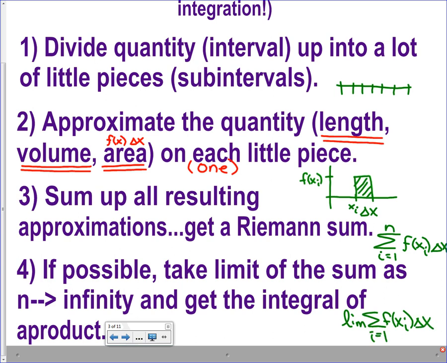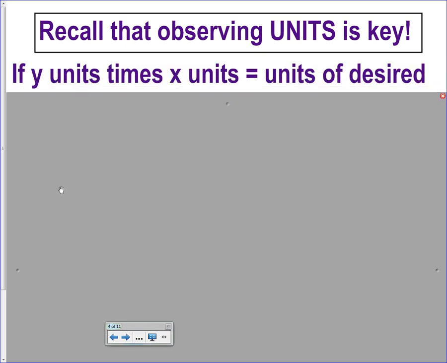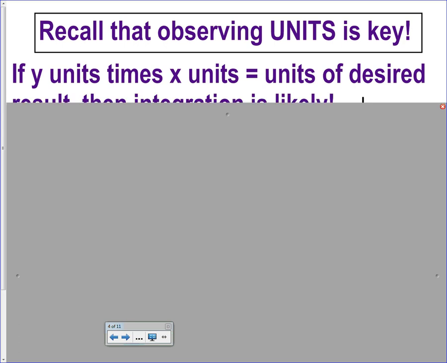So you should know this backwards and forwards. I think you already do. But let's move on into newer contexts. And as we do, just always recall that the units are going to give you a clue as to what quantities you'll need to set up. So you know that when you're doing the integral, you're taking y units times the x units.